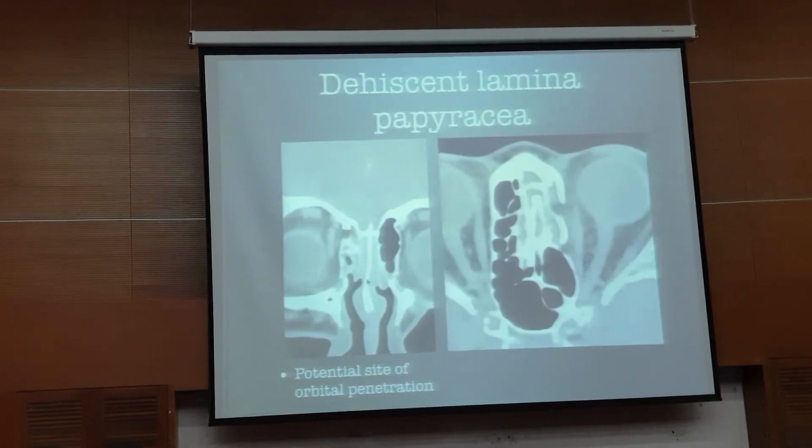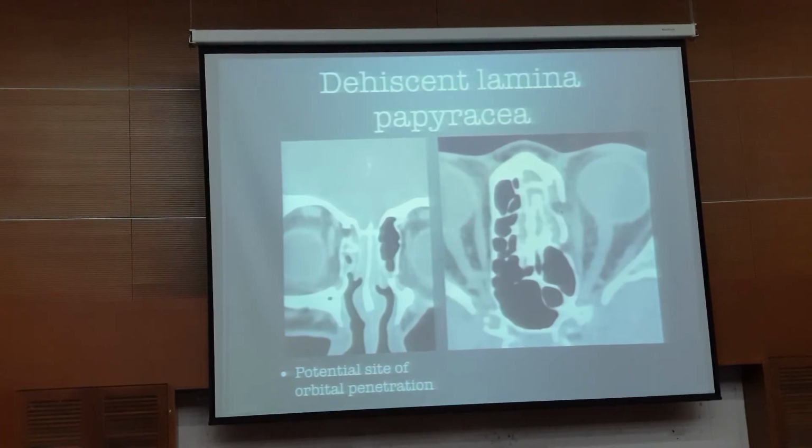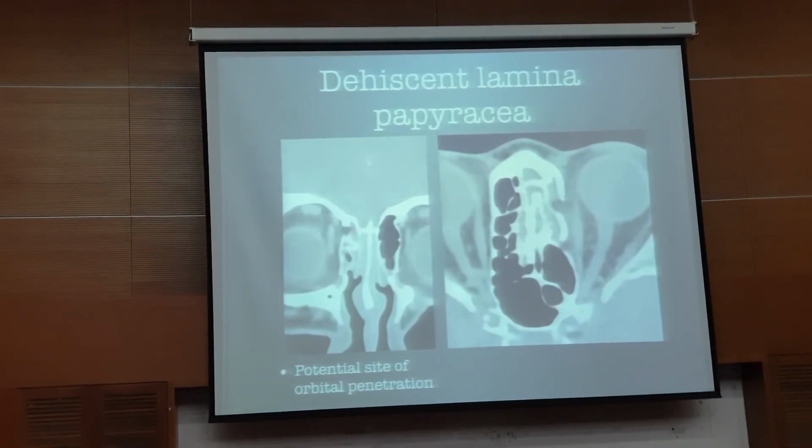The next one is L. It is lamina papyracea dehiscence. If you look at this CT, you can see bone here, you can see bone here, but there is no bone here. Bone, no bone, and bone. This structure is the lamina papyracea. You can see this is fat, and the fat has gone inside into the ethmoid sinus. So this is an example of dehiscent lamina papyracea.